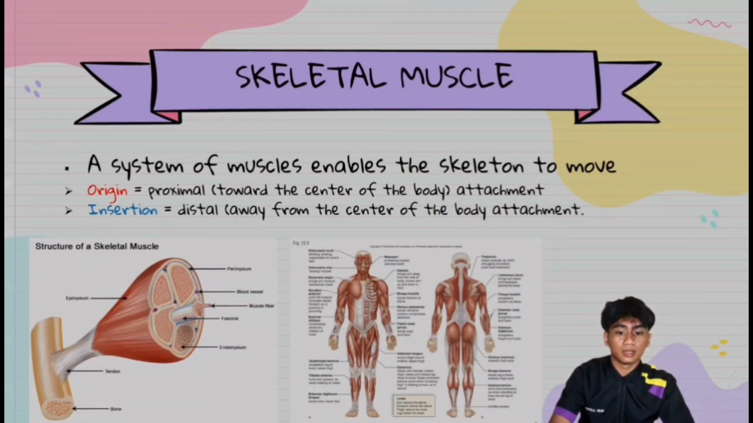Skeletal muscle is the system of muscle that enables the skeleton to move. It is divided into two types, the origin and the insertion. The origin is a proximal attachment, which is toward the center of the body, and the insertion is known as a distal attachment, which is away from the center of the body. As you can see in the slide, there are two photos. The first photo is the cross section of the skeletal muscle, and the second photo is of the human muscle. The human body consists of 600 muscles.